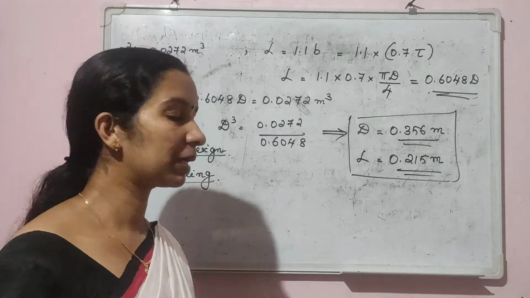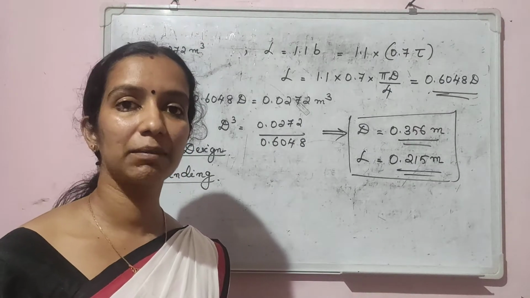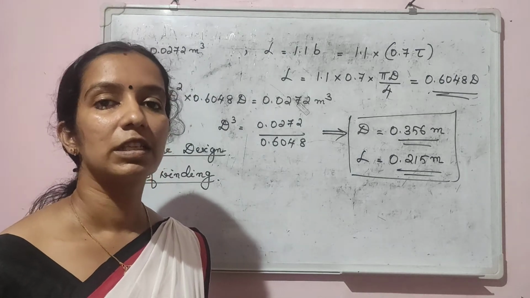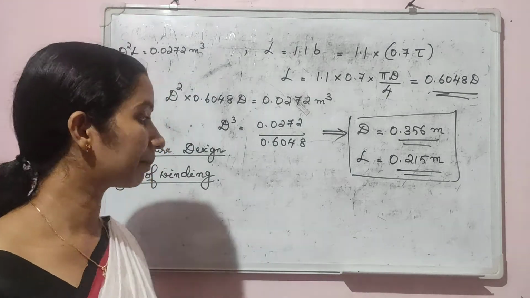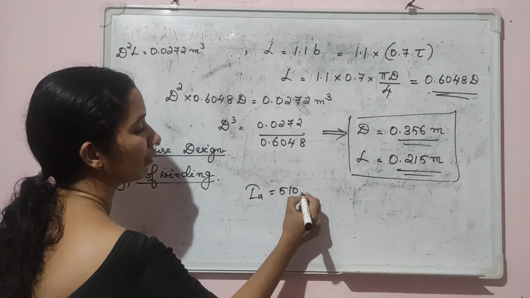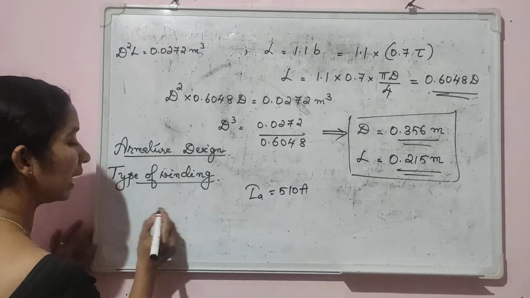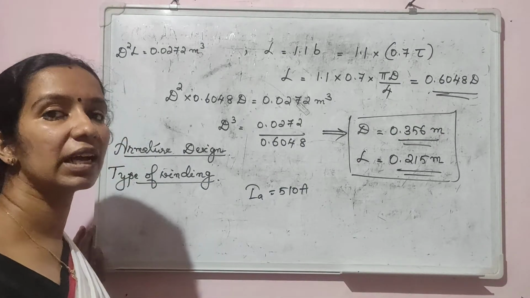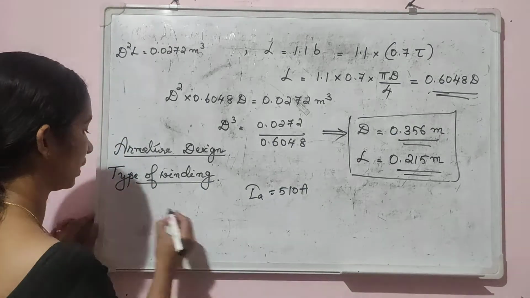So we have the armature current. Current per parallel path means armature current per parallel path. We have already calculated the armature current as 510 ampere, Ia is equal to 510 ampere. So calculate the current per parallel path for lap winding as well as for wave winding.